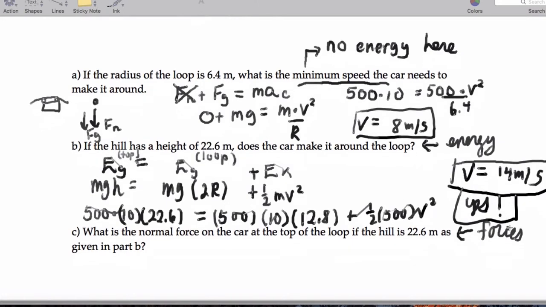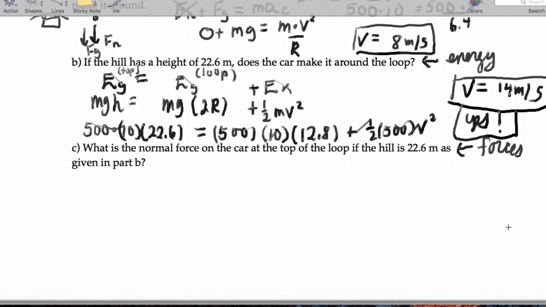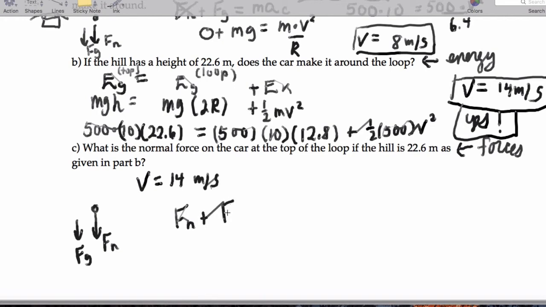Next, we ask, what is the normal force from the car at the top of the loop given this hill height that we had before? So we know v at the top is 14 meters per second, and we're going to use the force approach again. Now we do have a normal force that we're going to calculate. So we have a downward normal force, we have the weight, and those two forces act together to make the car accelerate in a circle.